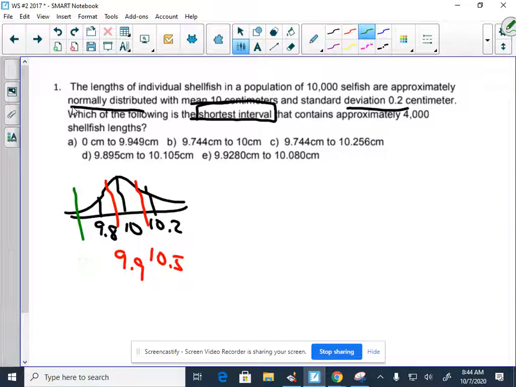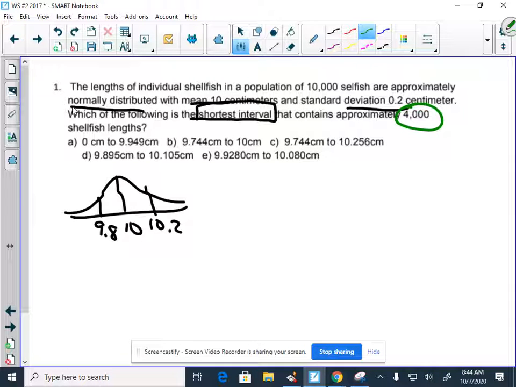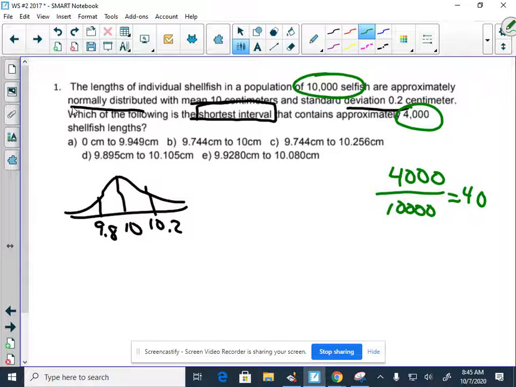But here's the issue. We're trying to look on here which one has 4,000 shellfish, and we haven't done one like this. This is an old AP test question, and it says there's a population of 10,000 shellfish. So which one has 4,000 out of the 10,000, which is approximately what percent? 40%. So what it's saying is, which of these, if I go from 0 to 9.949, which would be way down here. First of all, what's that area?